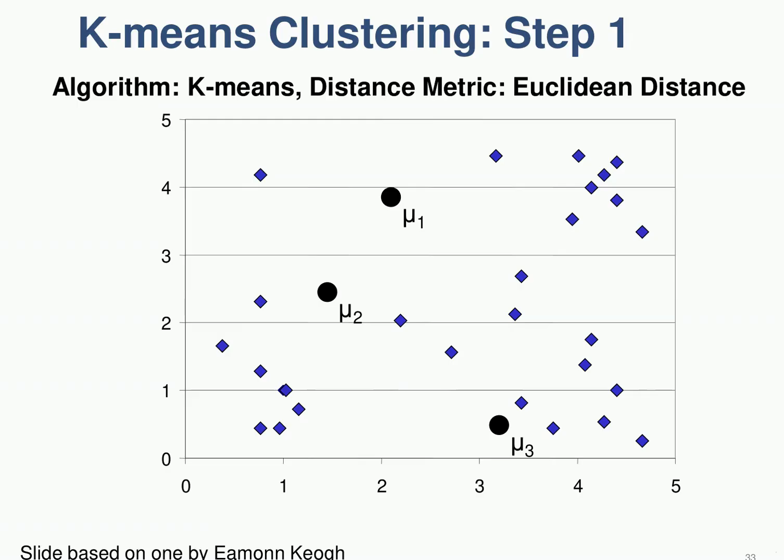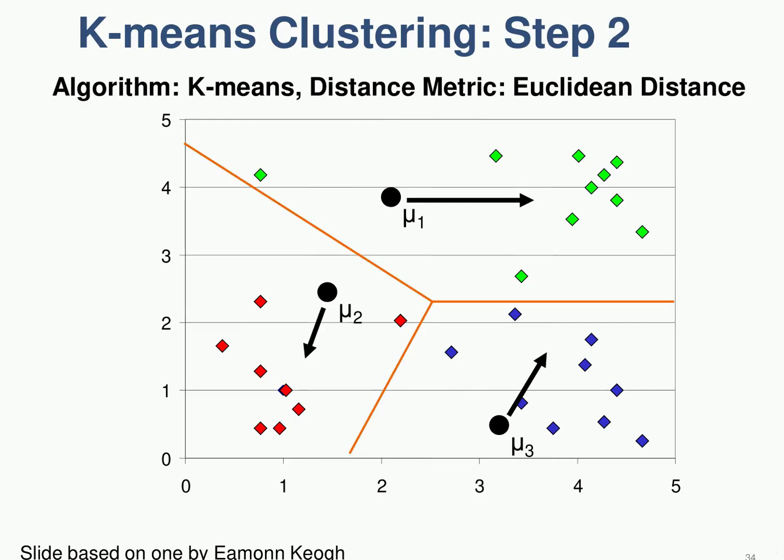In step 1 of k-means clustering, we begin by initializing the cluster centroids. Here, 3 centroids, mu1, mu2, and mu3, are placed randomly in the data space. The Euclidean distance metric is used to calculate the distance between each data point and the centroids. This metric helps in determining which centroid is closest to each data point. By evaluating these distances, we can assign points to their nearest centroid, forming the initial clusters. This step sets the foundation for iterative refinement in subsequent steps, where clusters are adjusted for optimal grouping.